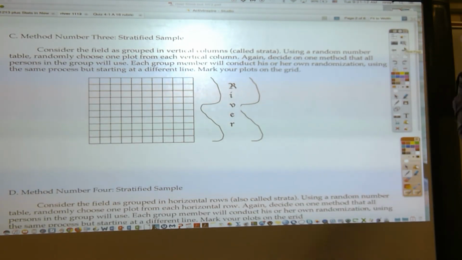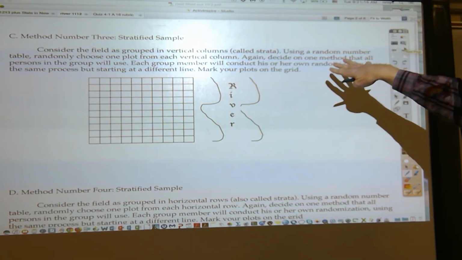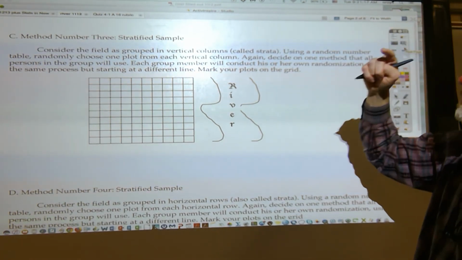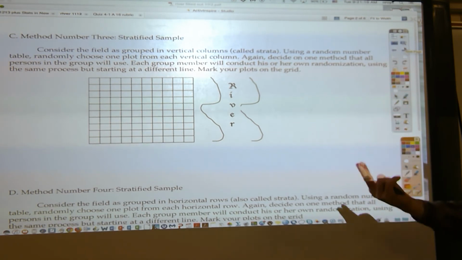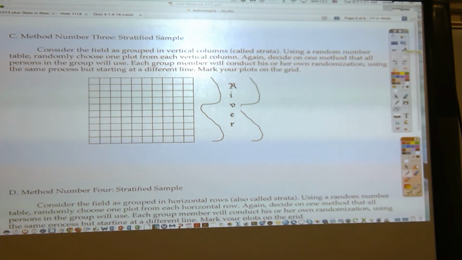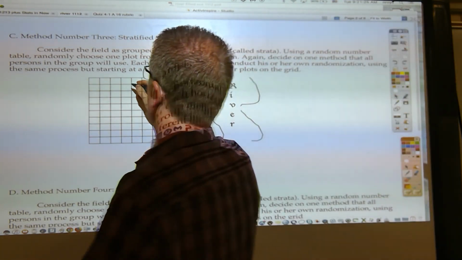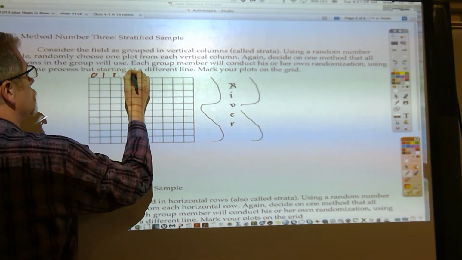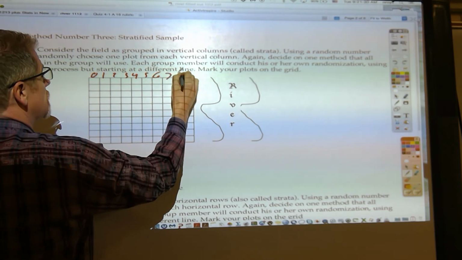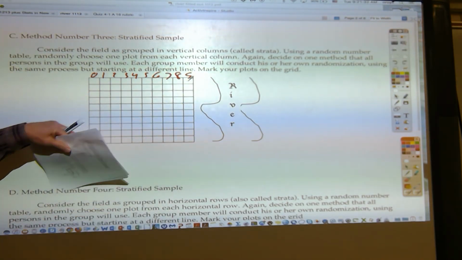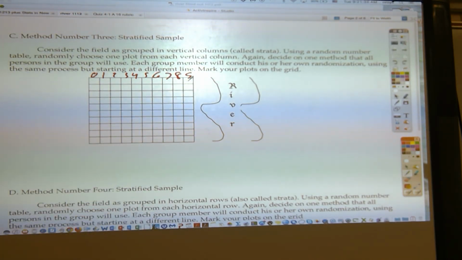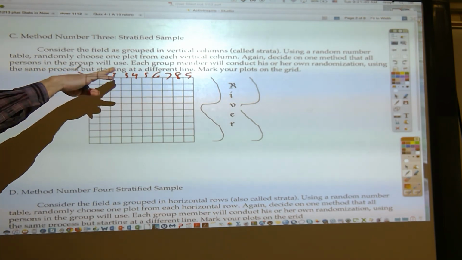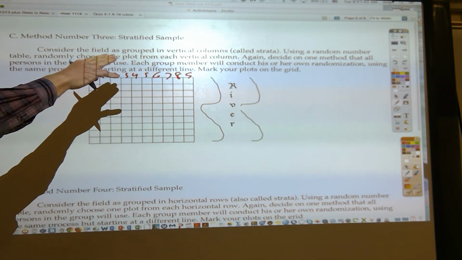I'm proud of you. Now let's look at another way to sample. Let's go at a stratified sample. So far we've done convenience sample, simple random sample. Now let's do a stratified sample. Please consider the field is grouped in vertical columns called strata. So we'll go column 0, 1, 2, 3, 4, 5, 6, 7, 8, 9. Please number the 10 columns 0 through 9. Using a random number table, randomly choose 1 plot from each vertical column.